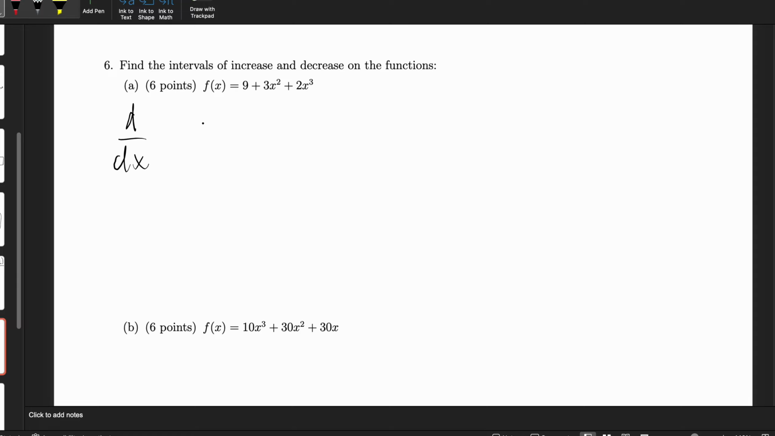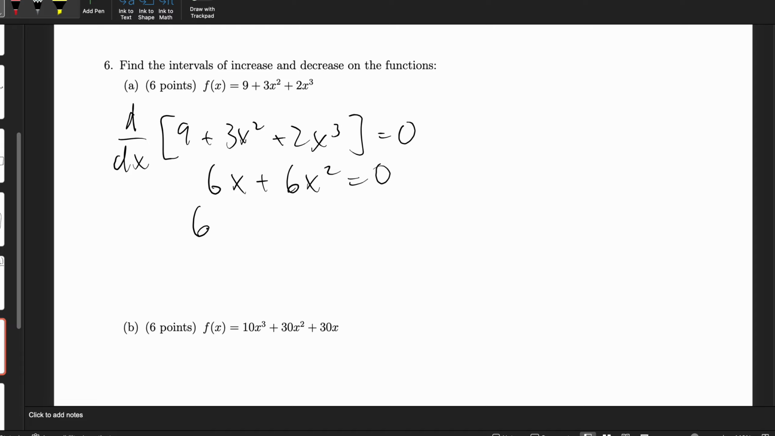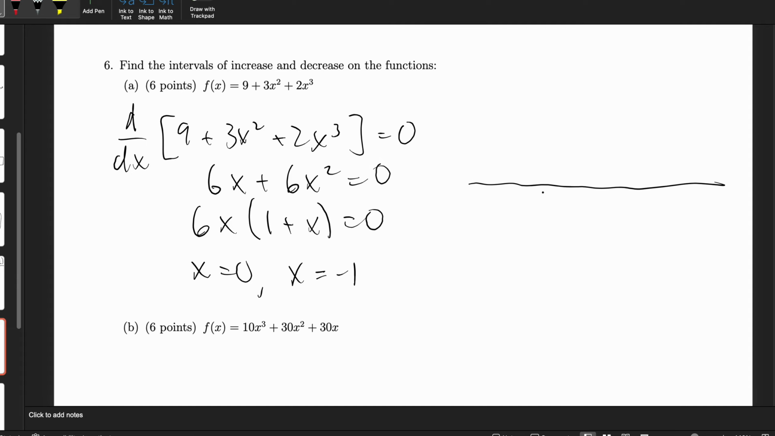Okay. Taking the derivative here, I get 9 plus 3x squared plus 2x cubed equals 0. I'm going to set that equal to 0. So this is 6x plus 6x squared equals 0. Factoring out 6x, 1 plus x equals 0. And so the critical values are going to be x equals 0 and x equals minus 1. Let's map that onto our number line. Here's minus 1, here's 0. F prime of x, remember, is 6x times 1 plus x. Let's plug in values to the left and to the right of these critical values.